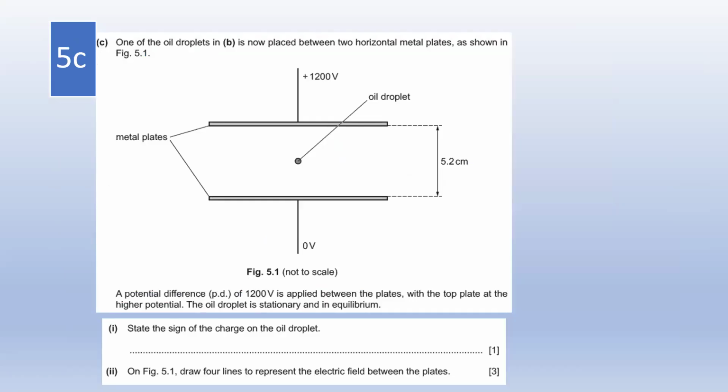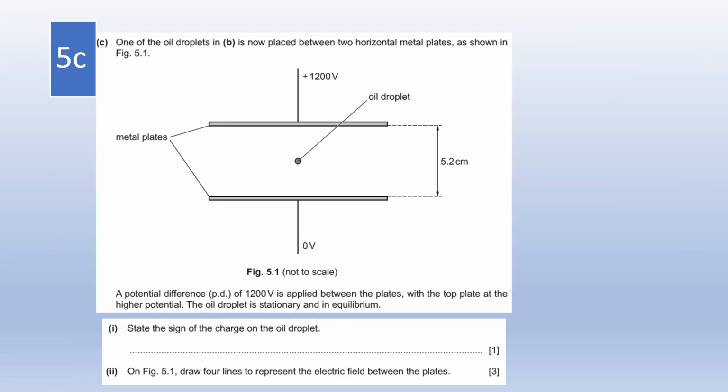One of the oil drops is now placed between two horizontal metal plates as shown in figure 5.1. A potential difference of 1200 volt is applied between the plates. With the top plate at a higher potential, the oil drop is stationary and in equilibrium. State the sign of the charge on the oil drop.